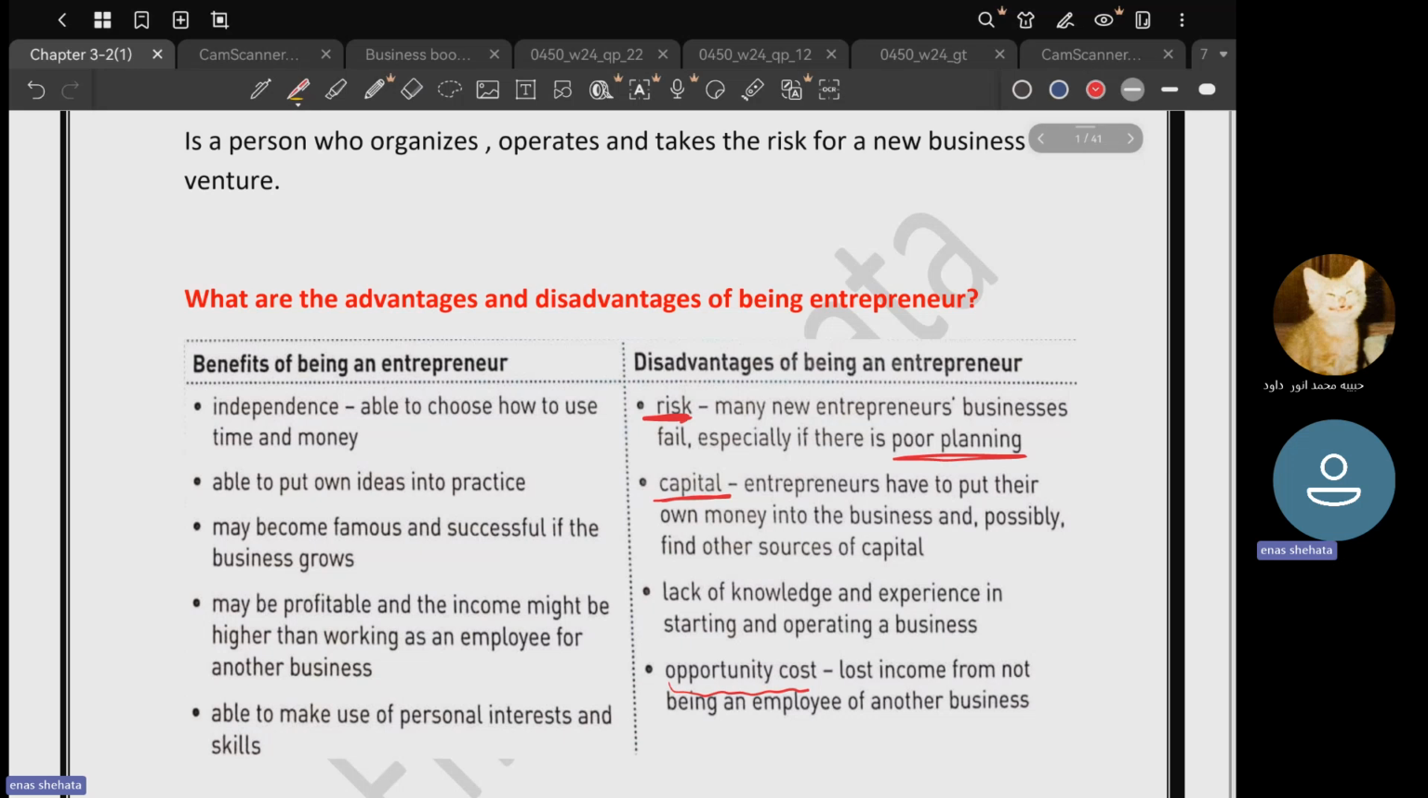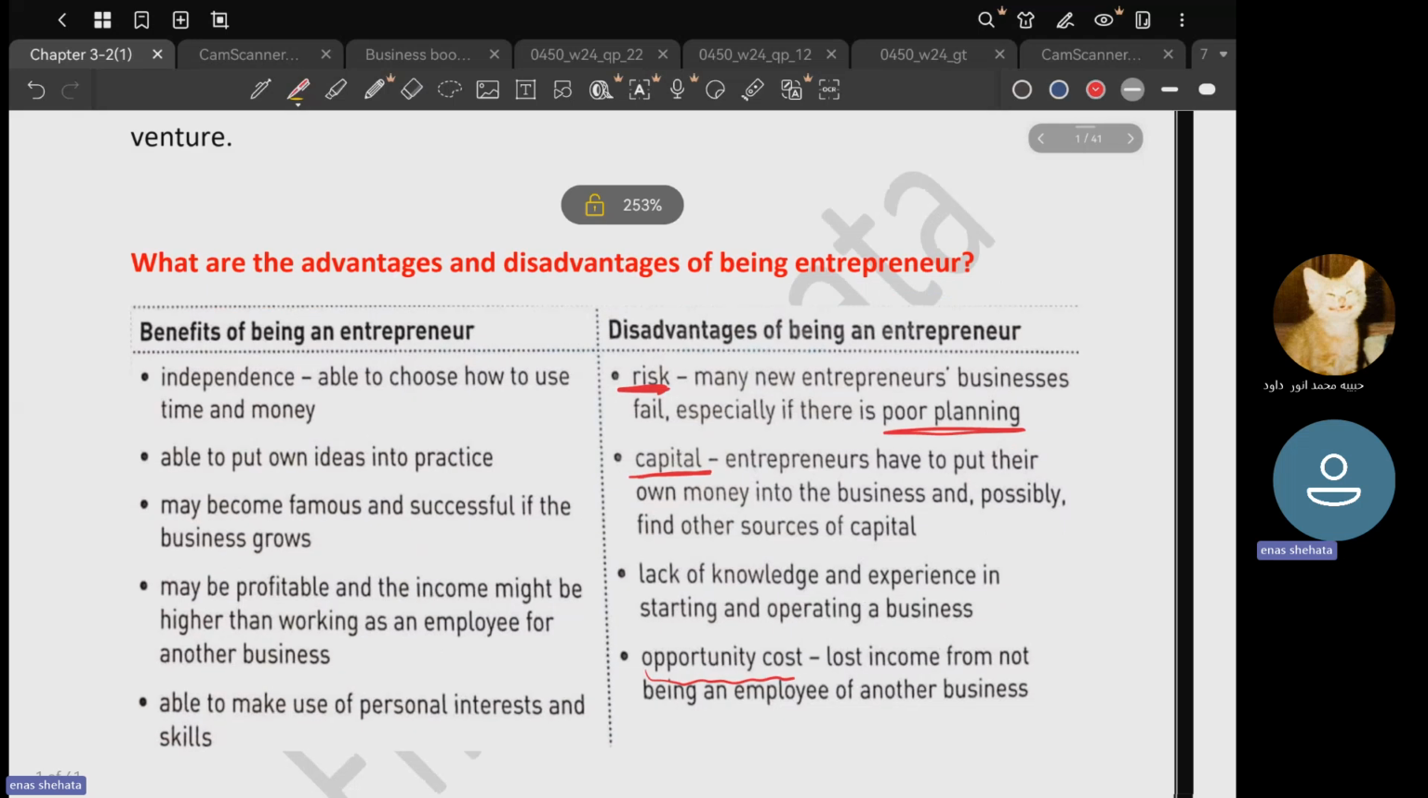So now, by choosing this option, you lost the other option, which is the bag. This is called opportunity cost. So if you choose to open your own business, it means that you cannot be an employee in another business. So you lost an income or a salary of being an employee of another business. So opportunity cost means lost income from not being an employee of another business.